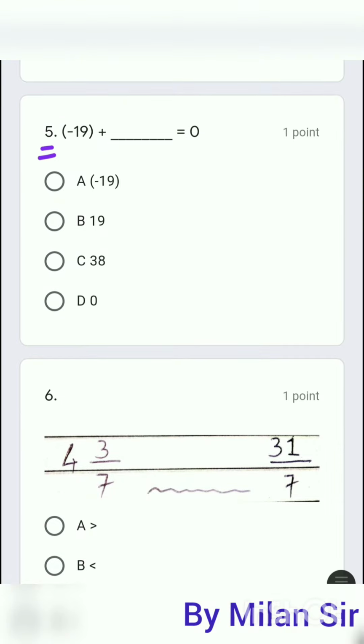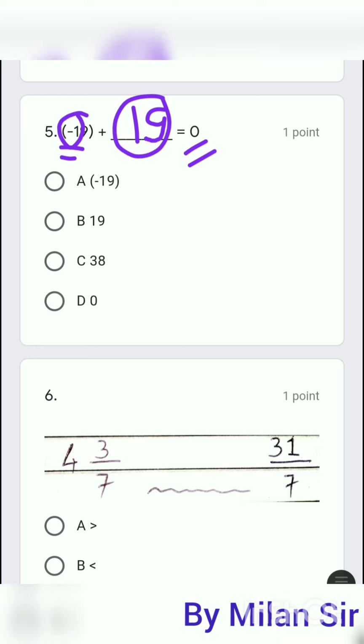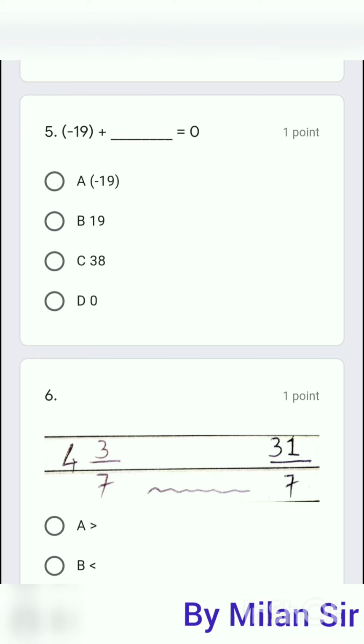Now number 5th, minus 19 plus blank is equals to 0. So here we want answer 0. Okay, so here we have 19, so same 19 we need to put here. Here we have negative sign, so we need to give here opposite sign, that means plus sign. So here our answer is plus 19. Here minus 19 is there, so we need to put plus 19. So minus 19 plus 19 cancel and answer is 0.